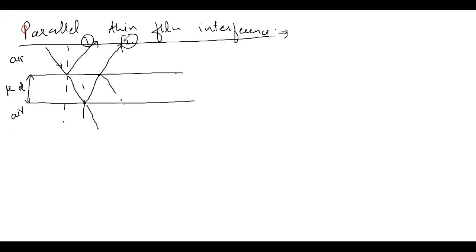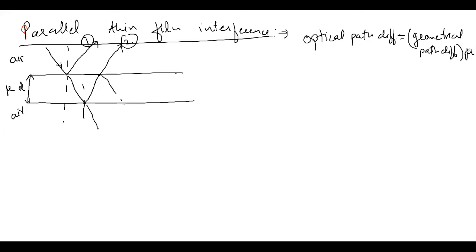What would be the path difference between these two rays? Now, if you talk about ray 1 and ray 2, before we go into path difference, there is something called optical path difference. You have a geometrical path difference, and then there is something called optical path difference. It is nothing but your geometrical path difference, you simply multiply it by mu, the refractive index of the medium through which your light is traveling.